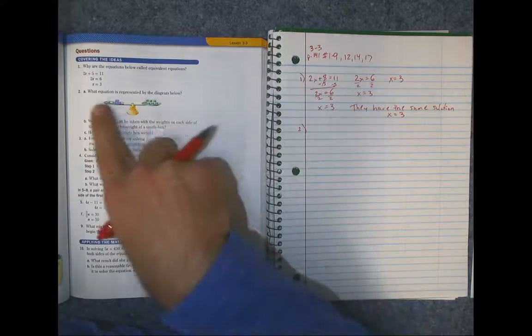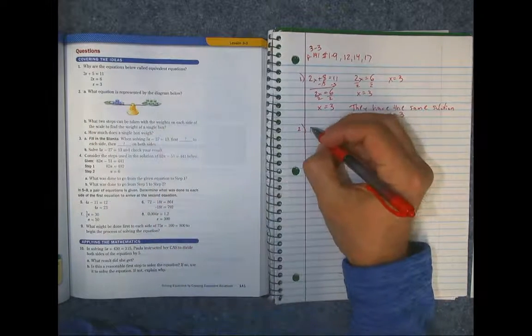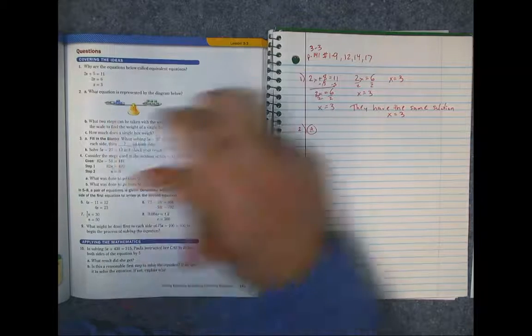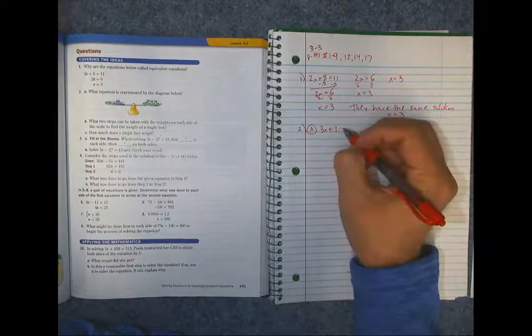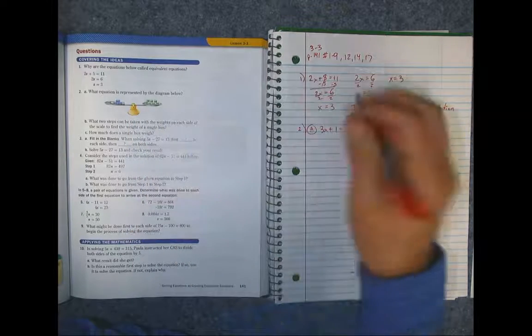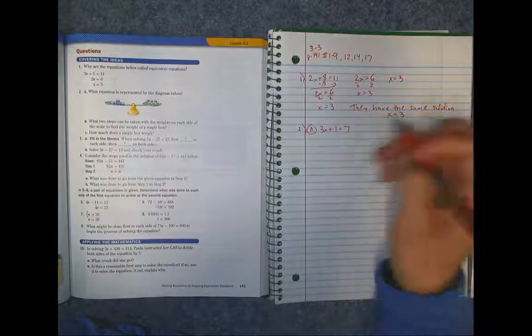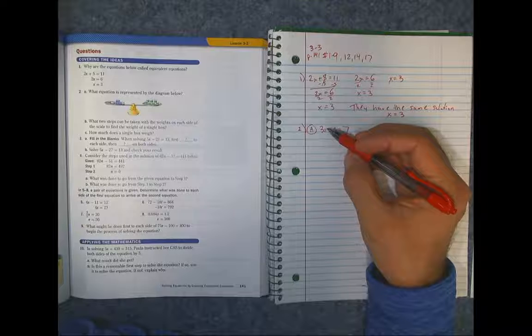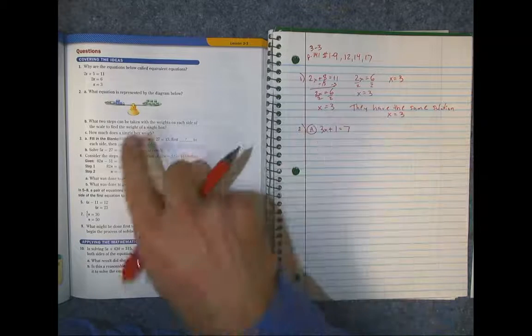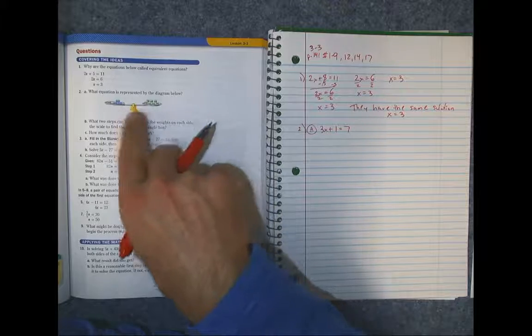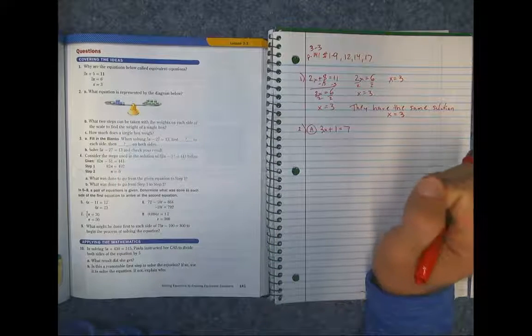So number 2, what equation is represented by the diagram? You can see we have 3 x's on this side, plus this 1 extra ounce. And on the other side, if you count it up, we've got 7 ounces. So 3 boxes, which are your x's, plus 1 ounce, is equal to, because they're balanced, one's not weighing more than the other, they're equal to 7.